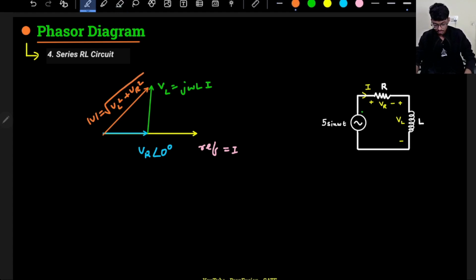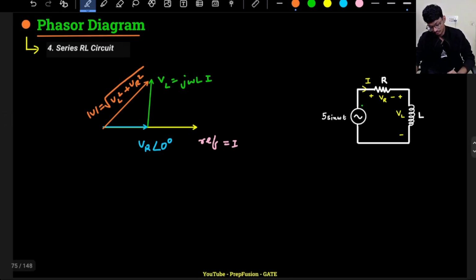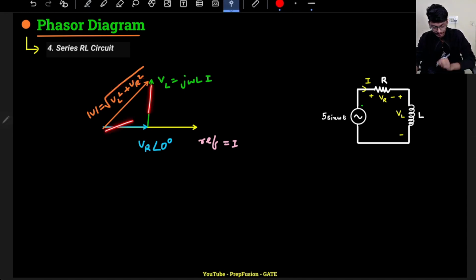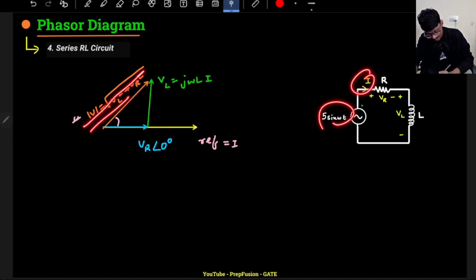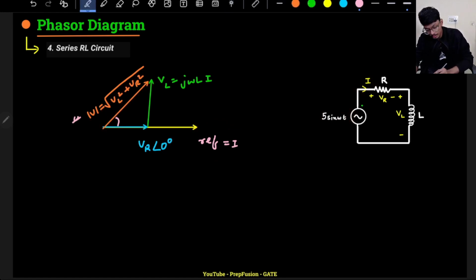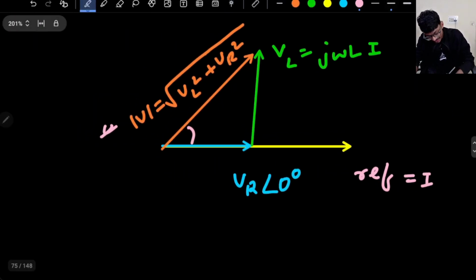Okay. Now what we can do is a few things. This magnitude is the square root of VL square plus VR square, it is just like a Pythagoras triangle. What about the angle? This angle has a name. Because this is the resultant voltage, right? And the resultant current is here. So this is the resultant voltage, that is this 5 sin omega t, and this is the resultant current. So the angle between them is defined as phi, and this phi is very, very important for us.